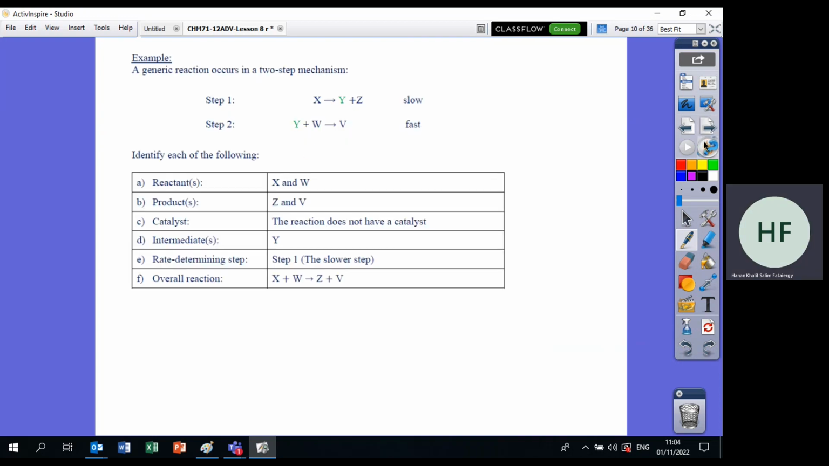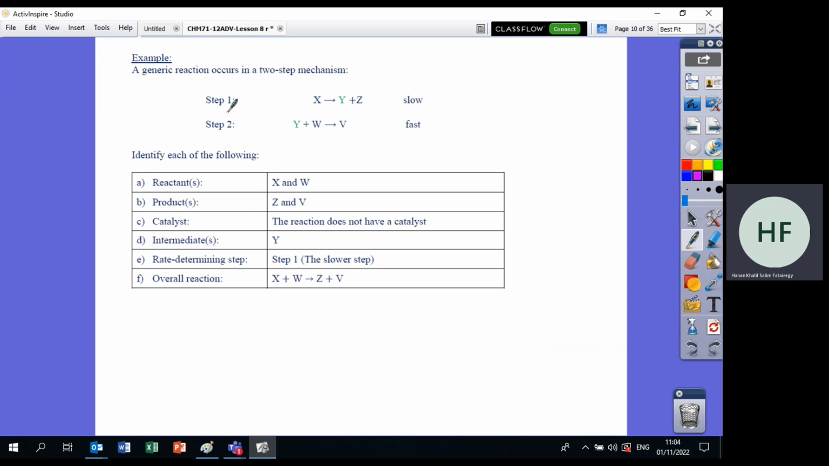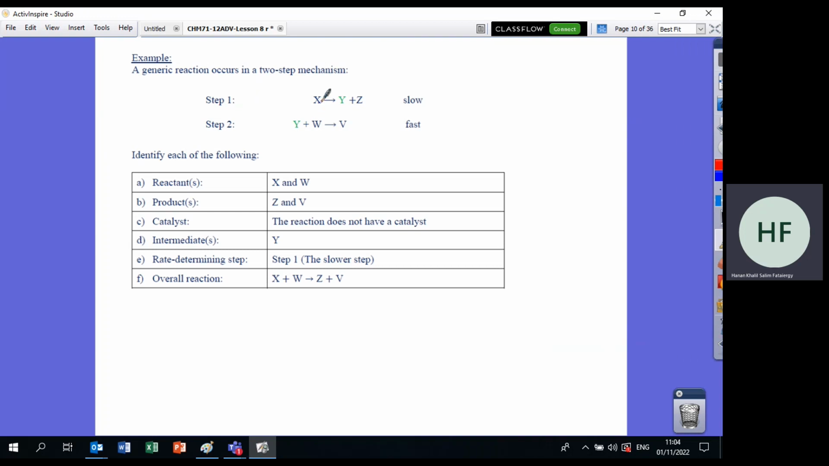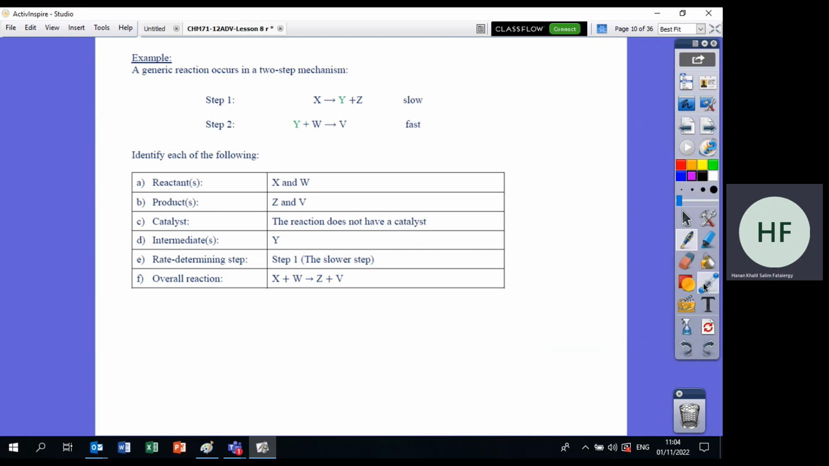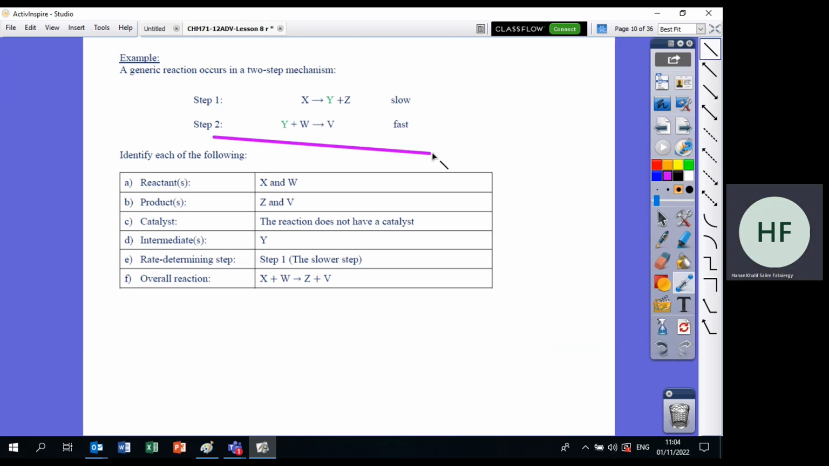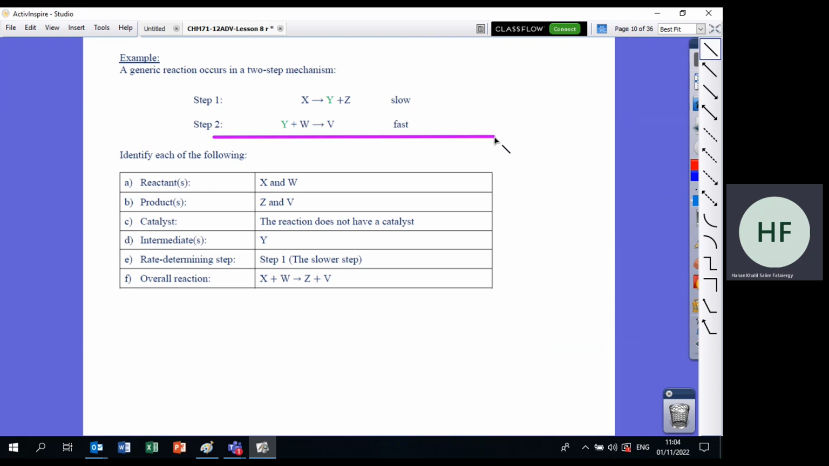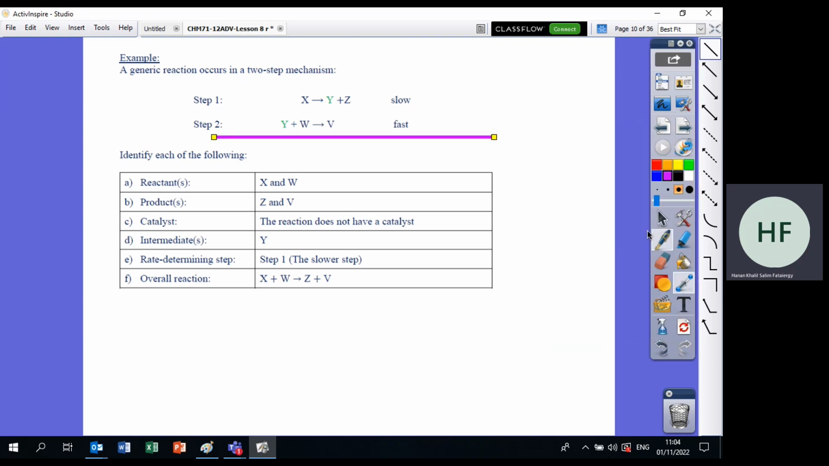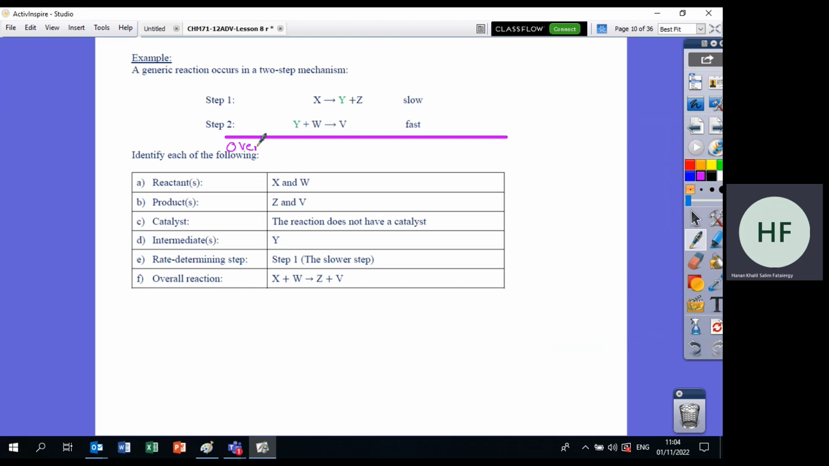Okay, let's see here. Here I have a reaction. Now this reaction is complex because it takes place in 2 steps, more than 1 step. Step 1, X becomes Y plus Z. Step 2, Y plus W gives you V. Now this step is slow and this step is fast. First of all, I want you to write these 2 into your notebooks and to find the overall reaction. Yalla, do the overall reaction.